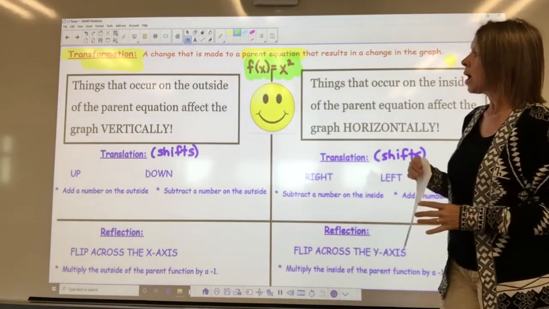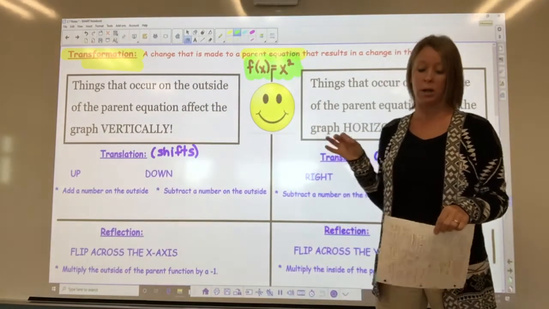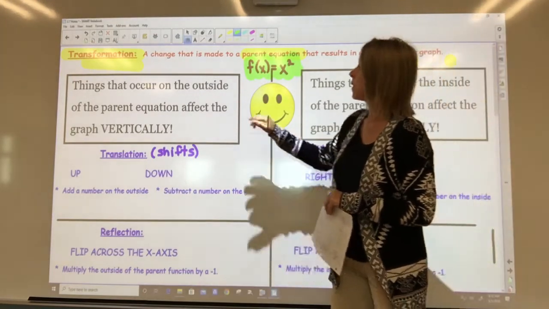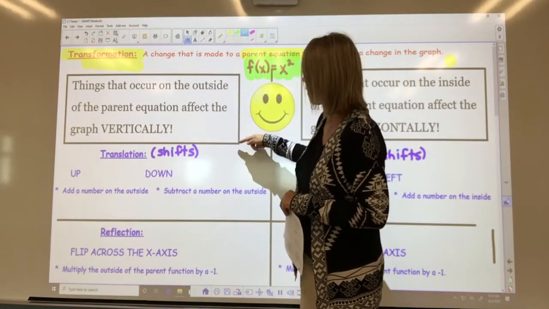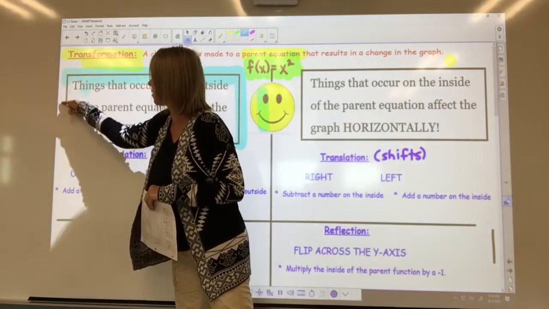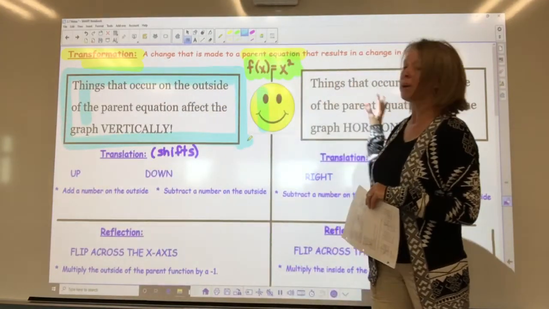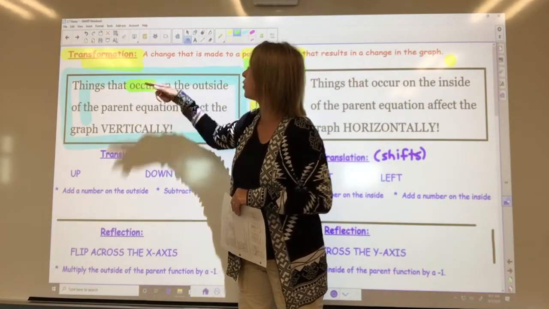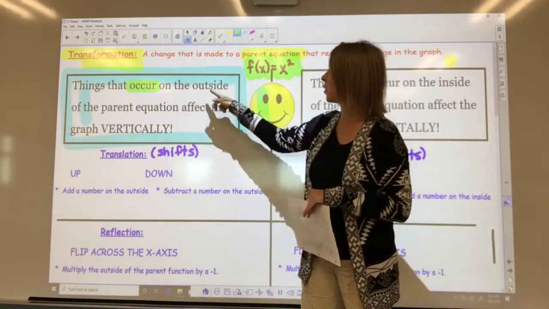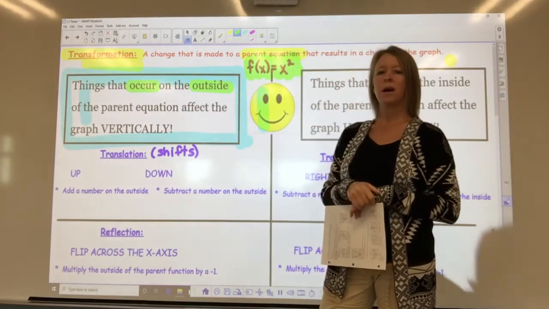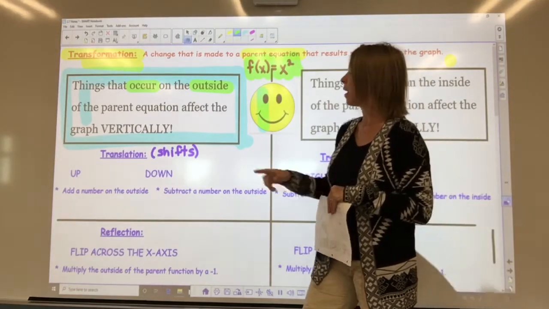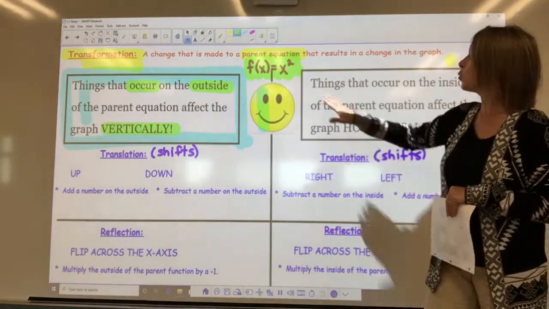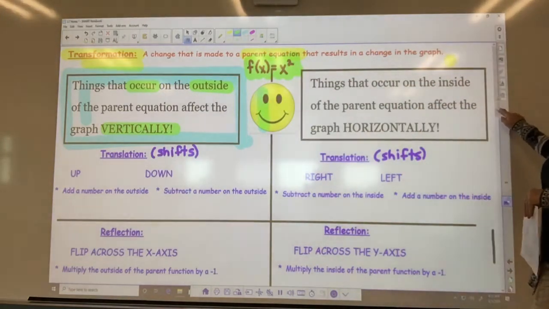Okay, and we're going to come back here, and there are really 2 main ideas that we're going to be looking at today. The first one that we're going to focus on is anytime, and I'm just going to highlight the whole outer edge of this box, because today's lesson, the most important thing is what's in these 2 boxes here. This says anytime you're doing something to your equation, things that are occurring on the outside of your parent equation, and I'll show you what I mean by that, that is going to have an effect on your graph vertically. We're going to use x squared as our parent equation here.